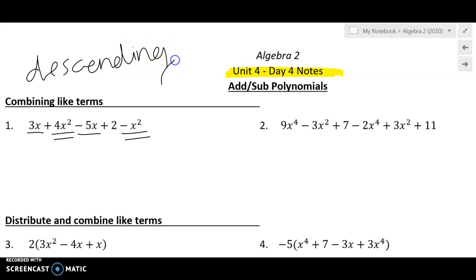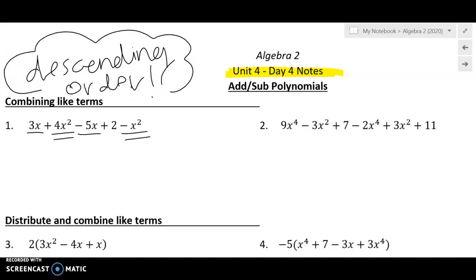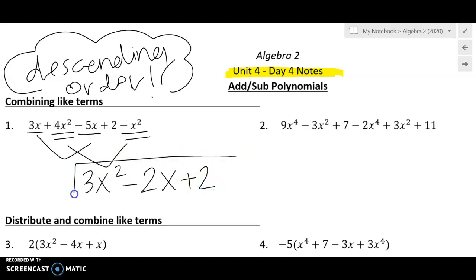Descending order. So when you type this into Canvas for an exit slip or something, make sure you're putting things in descending order. When I combine this 4x squared and this negative 1x squared, that's going to give me a 3x squared. And I put that first. Then I combine the 3x and the negative 5x, which gives me negative 2x, and I put that next because it's dropping down in degree. And then the 2, which has nothing, just gets tacked onto the end. And that would be my final answer in descending order.